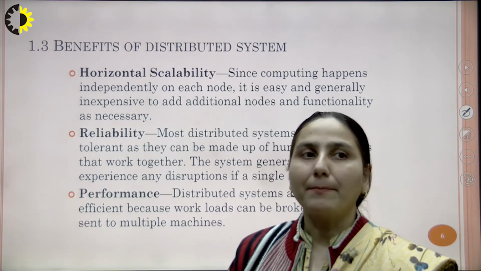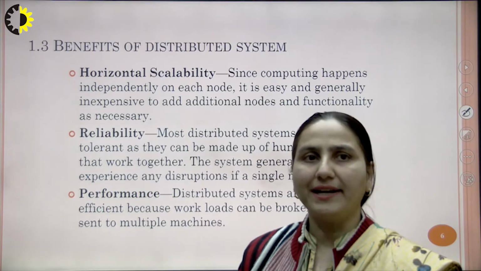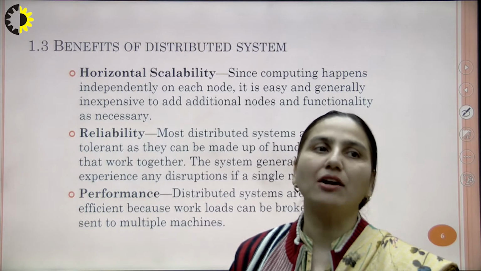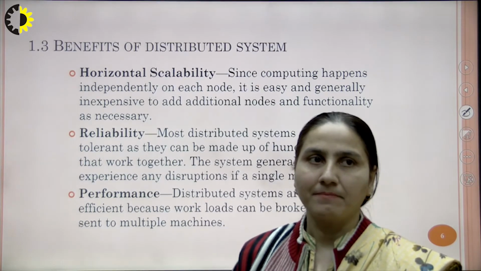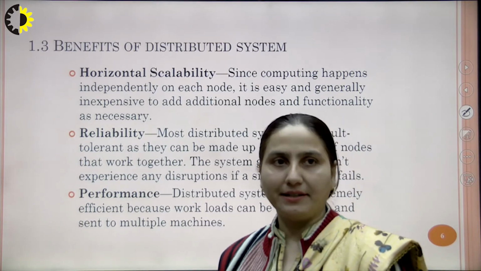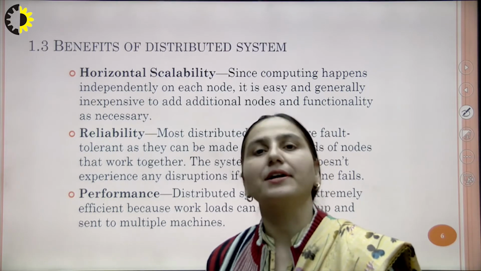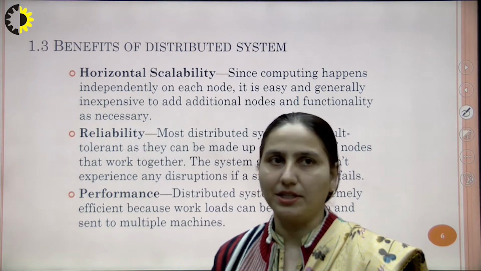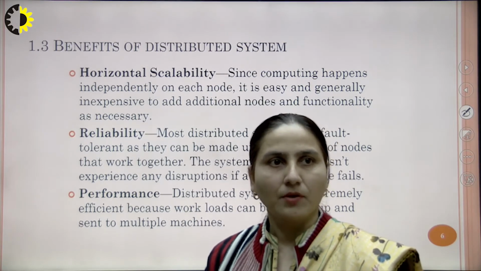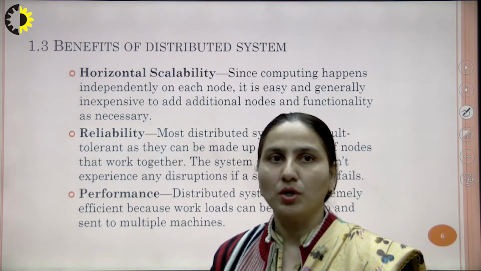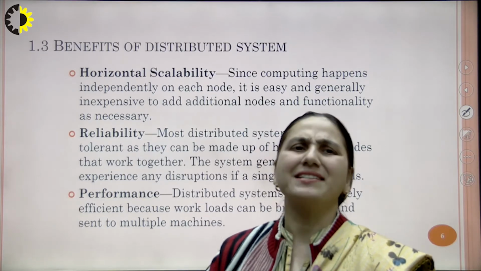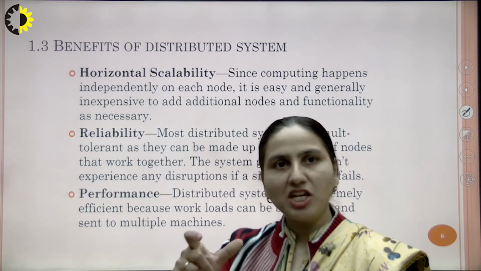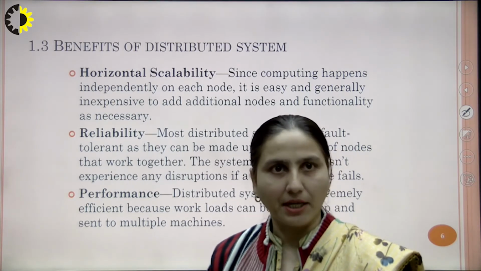Since computing happens independently on each node, it is very easy and generally inexpensive to add additional nodes and functionality as necessary. That means if you are interested in adding an additional node or additional functionality, that is possible in the case of a distributed system, and it is inexpensive also. As we are talking about computing happening independently, we have a number of different nodes, and on each particular node the computing is taking place.